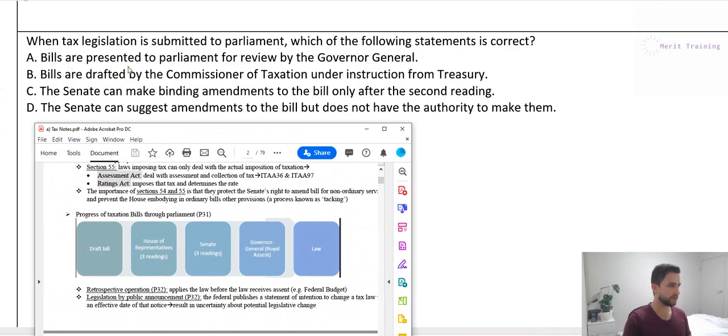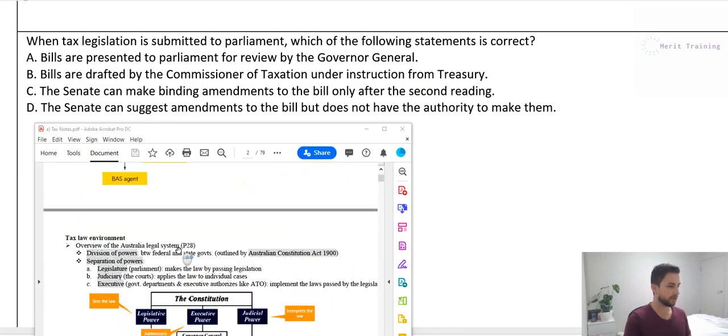So let's go through it. So bills, let's figure out which one's incorrect. So A, bills are presented to Parliament for review by the Governor General. So that's clearly incorrect because it's only after it's gone through these houses and Senate, then it goes to the Governor General, who puts his assent on it. So A is incorrect. B, bills are drafted by the Commissioner of Taxation under instruction from Treasury.